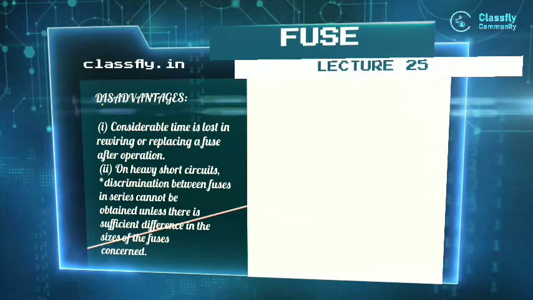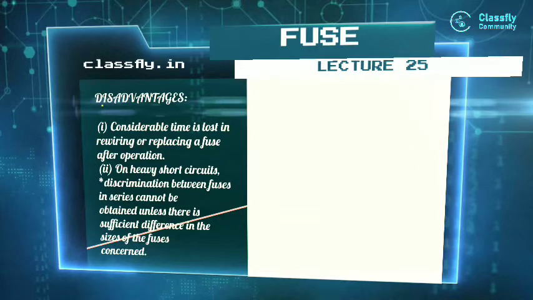The second point: on heavy short circuits, discrimination between fuses in series cannot be obtained unless there is a sufficient difference in the sizes of the fuses concerned. Whenever we have a heavy short circuit, discrimination between fuses in series cannot be obtained unless there is sufficient difference in the sizes.